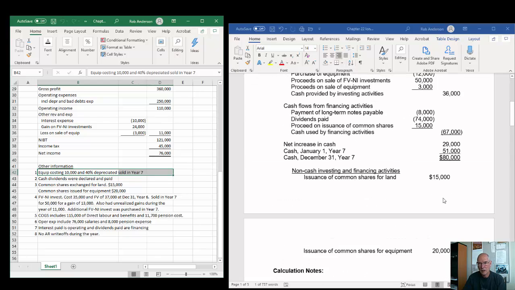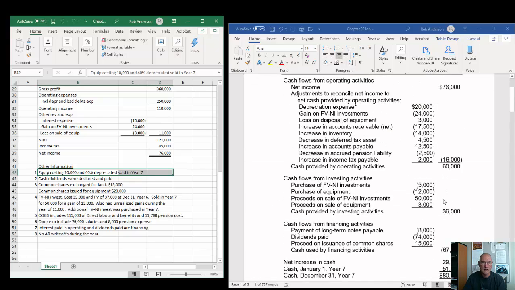And initially, if you're doing the operating activities, you could just go to the income statement and say, oh, look, there's a loss, I'll add it back. But we still need to calculate how much money we got for it, for our investing activities, and we've just done that.